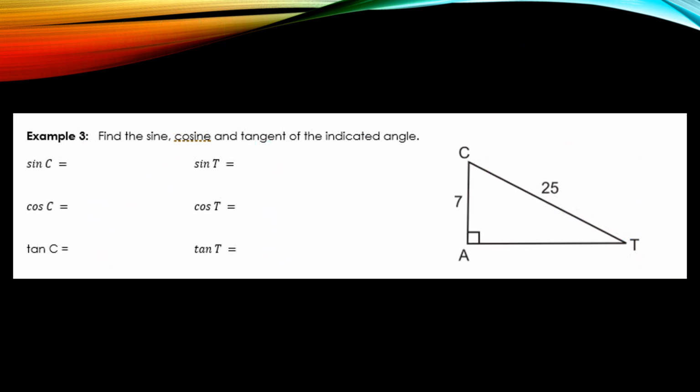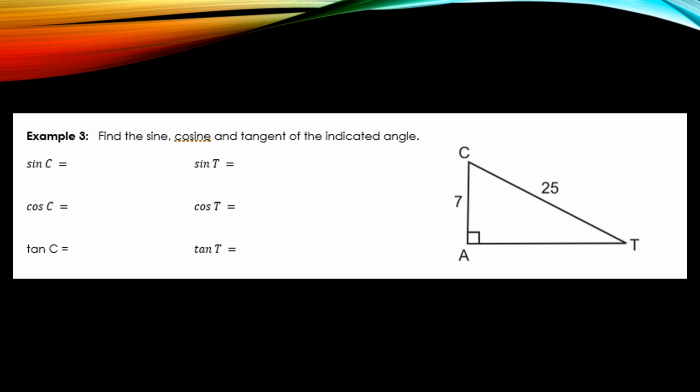All right, let's try one more. We're doing the same thing. We're changing our angle names to C and T instead of A, B, and C. We're not going to do these ratios with angle A because angle A is the 90-degree angle and we can't set up our trig ratios with our 90-degree angle. So what you'll notice here is that we are missing one of our sides of our triangle. We're actually missing the leg. So I am going to start by finding the length of segment AT first.